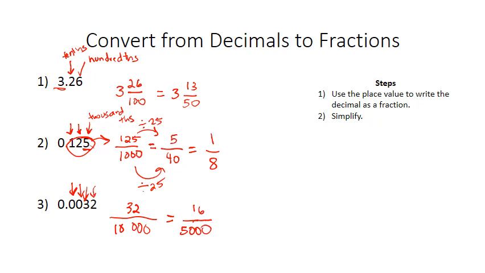I can divide by 2 again. 16 divided by 2 would be 8. 5,000 divided by 2 would be 2,500. Again, I can divide by 2. 4 and 1,250. I can keep going. 625. So this is 2/625.